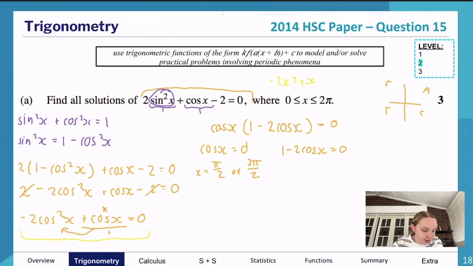Okay, and then if we've got 1 minus 2 cos x, we need to do a little bit more manipulation to that. So we're going to get minus 2 cos x is equal to minus 1. So then cos x is equal to a half. And then, again thinking about our exact value triangles, x is equal to pi on 3 or 5 pi on 3. Again, with this question, super important to remember that there's more than one solution, okay? Because cos x, if it's a half, it's positive, so it's positive in 2 of our quadrants.